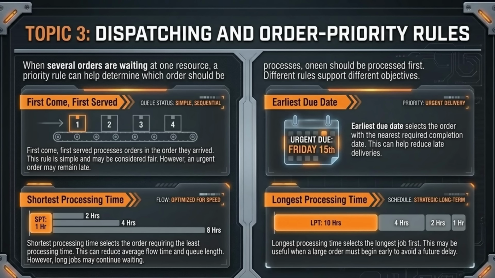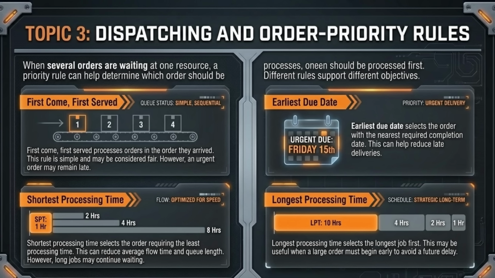Topic 3. Dispatching and order priority rules. When several orders are waiting at one resource, a priority rule can help determine which order should be processed first. Different rules support different objectives. First come, first served. First come, first served processes orders in the order they arrived. This rule is simple and may be considered fair. However, an urgent order may remain late. Earliest due date. Earliest due date selects the order with the nearest required completion date.